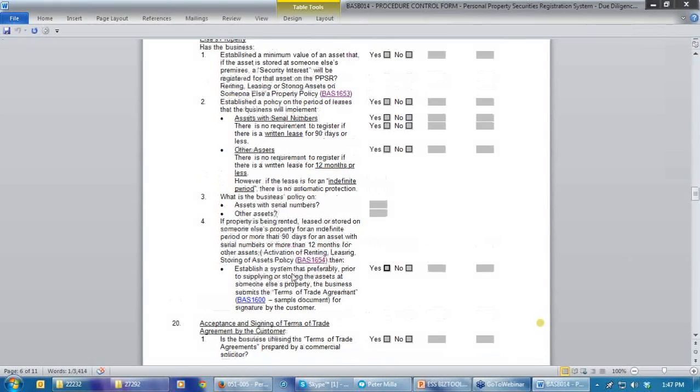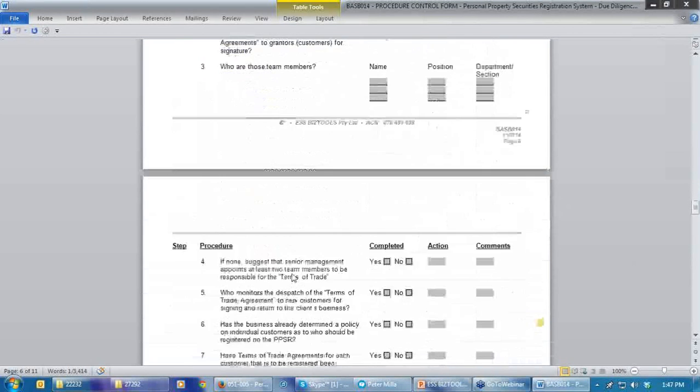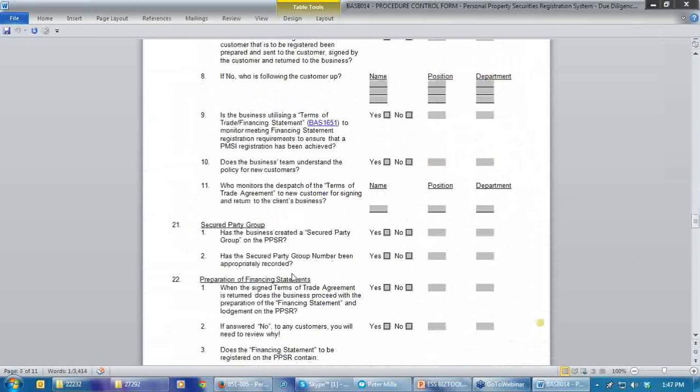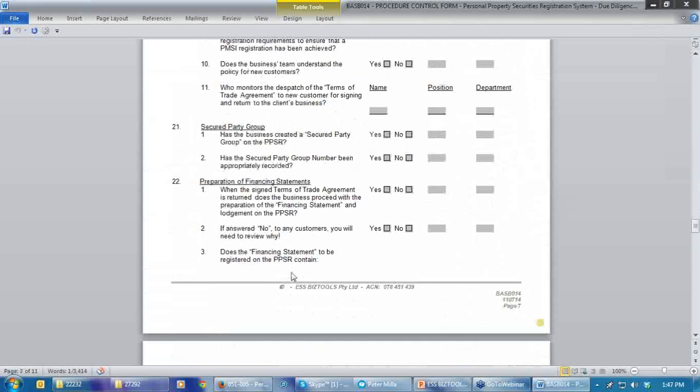I hope that assists in giving you an overview of what we have built into the system in that area. I just want to keep on going now to have a look at one of the questions, which was about lodging on the register. You have to prepare the financing statement. You can't do that until the terms of trade agreement is signed and returned, and you're then able to proceed with that.